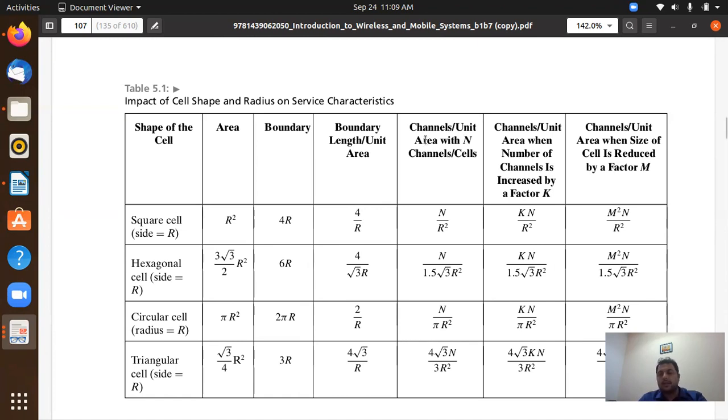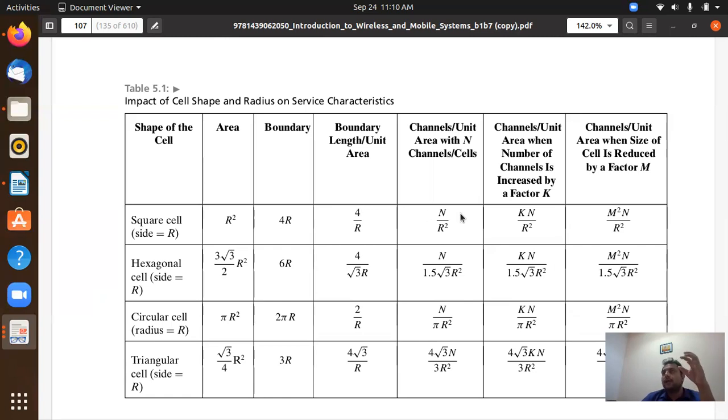So here another parameter is how many channels there are per unit area with n channels. In a given cell there are only n channels permitted. So in that circumstance, what is the number of channels per unit area? Obviously the area of the cell is r square, and you have n channels, so n divided by r square. So this is also one parameter.